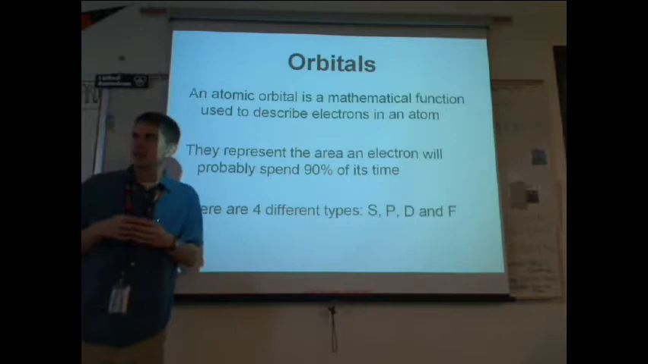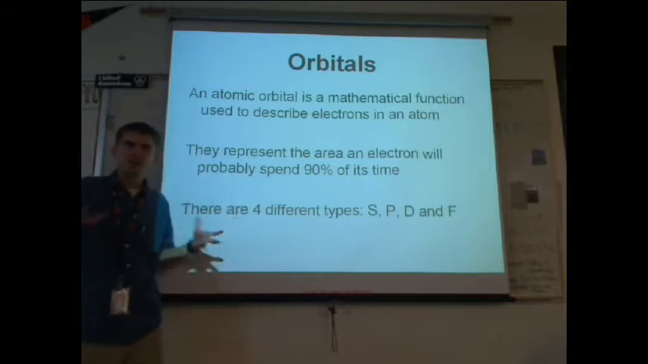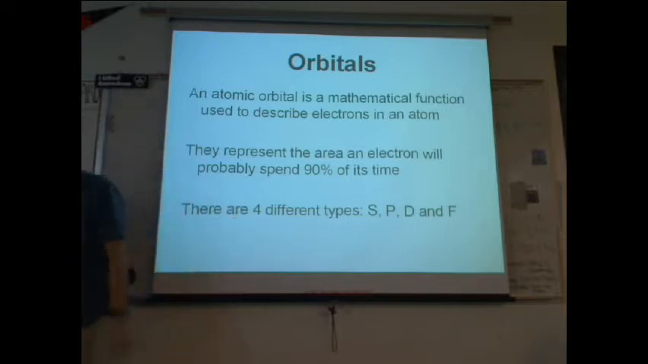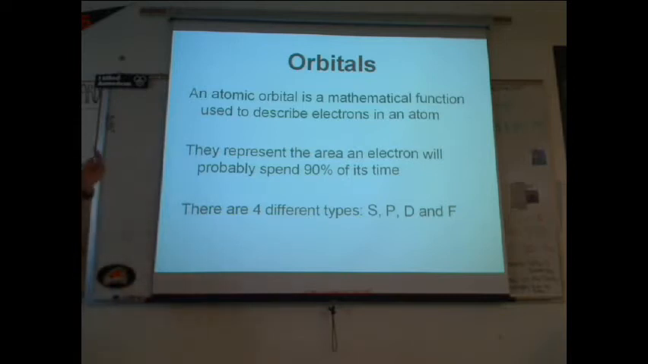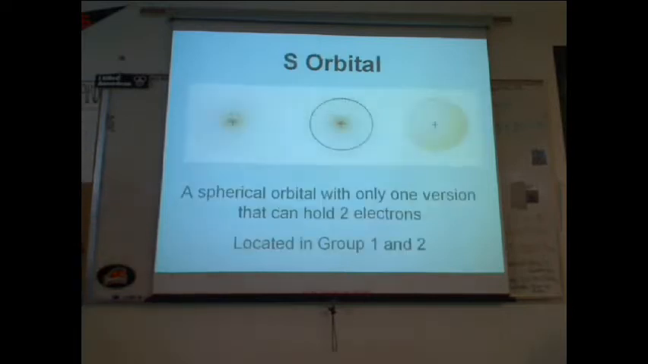So it's kind of vague, right? This "probably" and this 90% is kind of vague. There's 4 different types that we're going to talk about. Really, we're only going to talk about 3 a lot: S, P, D, and F. Well, we're kind of going to ignore F a lot.